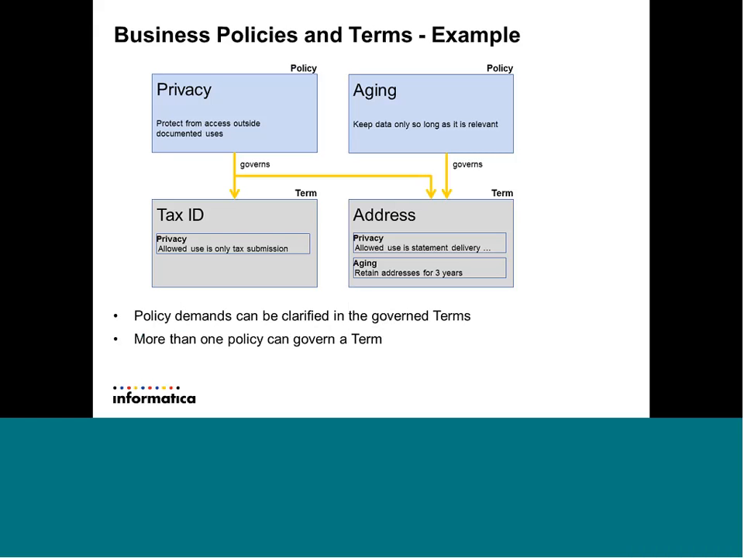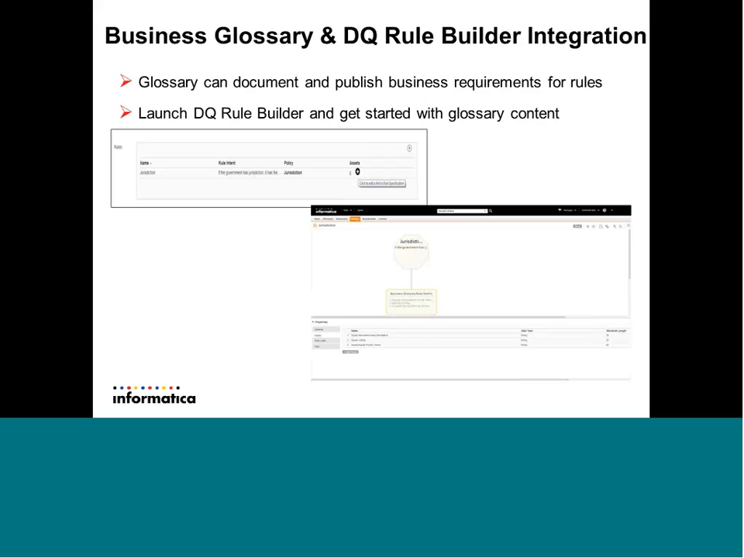And Business Glossary is also integrated with DQ rule builder. You can document and publish business requirements for rules from the glossary context. You can launch DQ rule builder to specify and define your own rule spec and get started with the glossary content. The glossary content automatically gets carried over to rule builder so that you can define the rule spec in the rule builder with the information that is already put in the glossary.